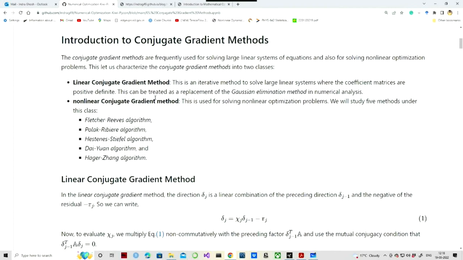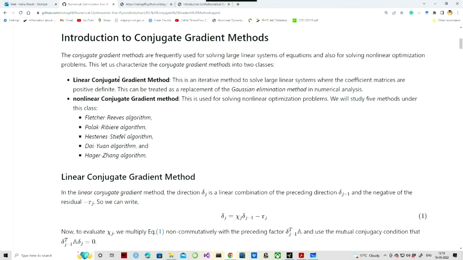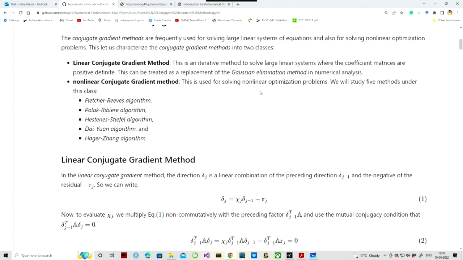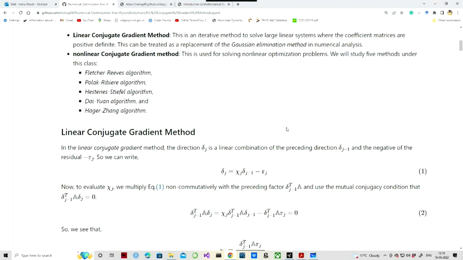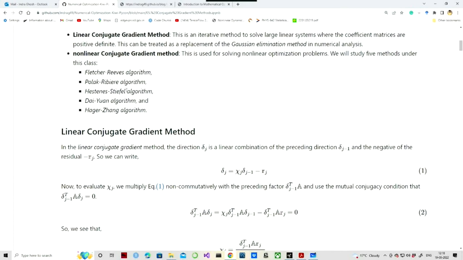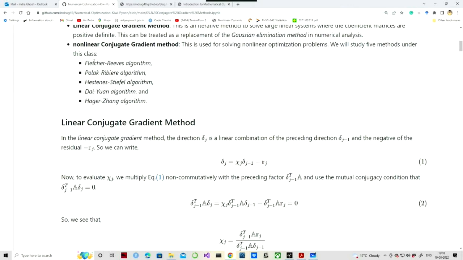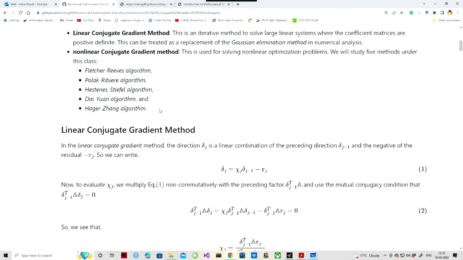There are two subsections of conjugate gradient methods. The first one is the linear conjugate gradient method. This is an iterative method to solve large linear systems, where the coefficient matrices are positive definite. This is the important part: the coefficient matrices should be positive definite. This can be treated as a replacement of the Gaussian elimination method, which I think most of you have heard about. The next one is the nonlinear conjugate gradient method. Here we will show Fletcher-Reeves and Polak-Ribiere if we have time. These are different methods based on different approaches, so we'll see what those are.